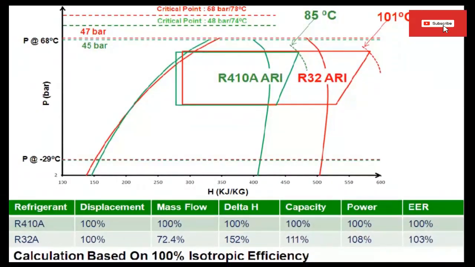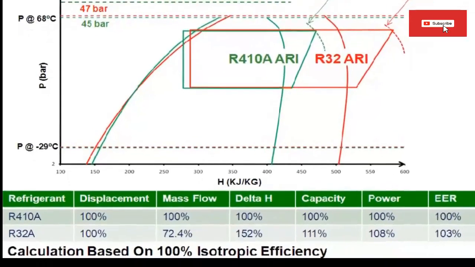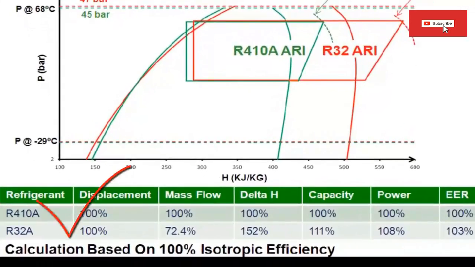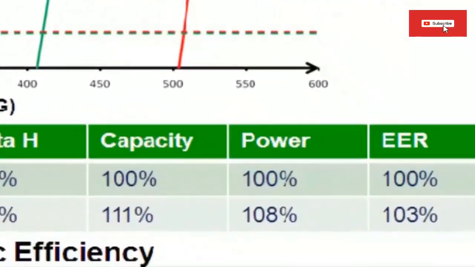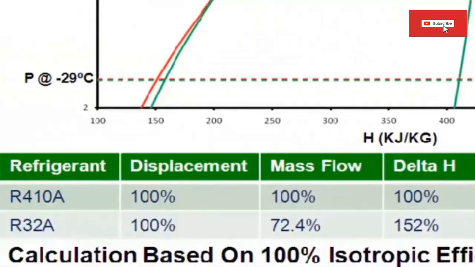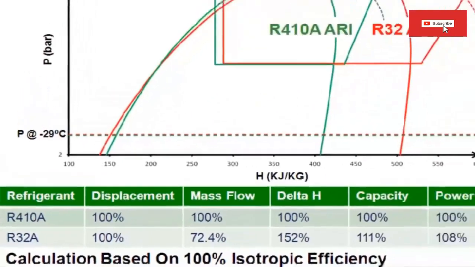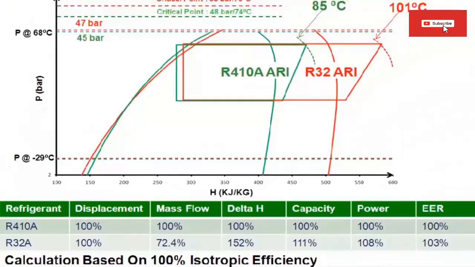Additionally, it is important to consider the environmental impact. The global warming potential, GWP, of R410A is 2085, while the GWP of R32 is 675. This indicates that R32 has a smaller environmental footprint in terms of greenhouse gas emissions.